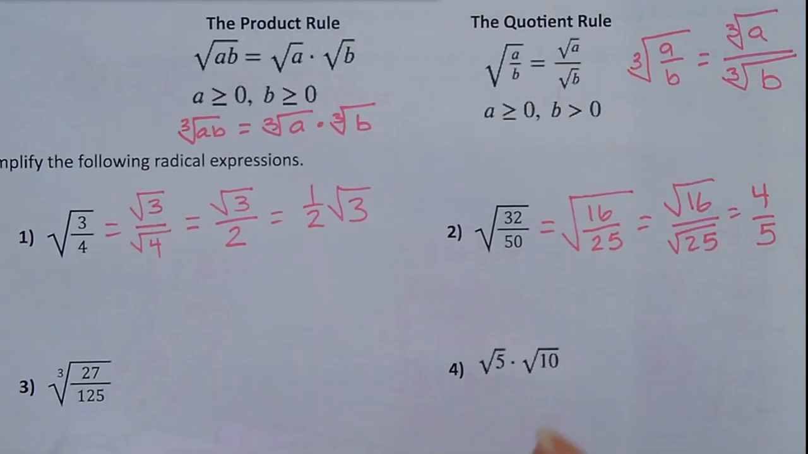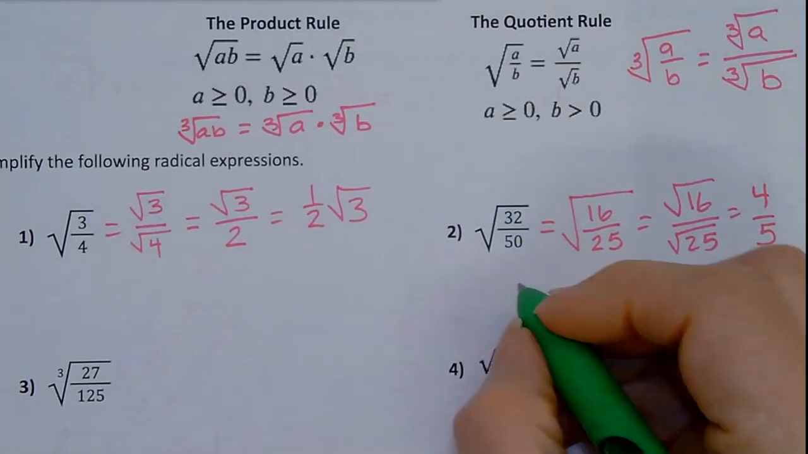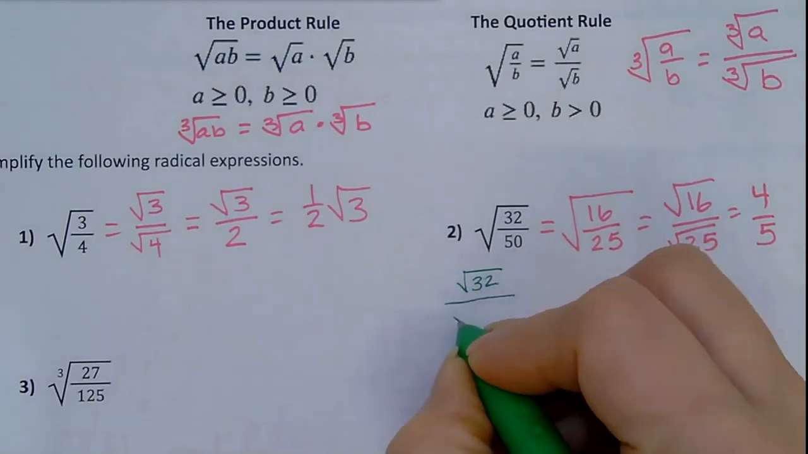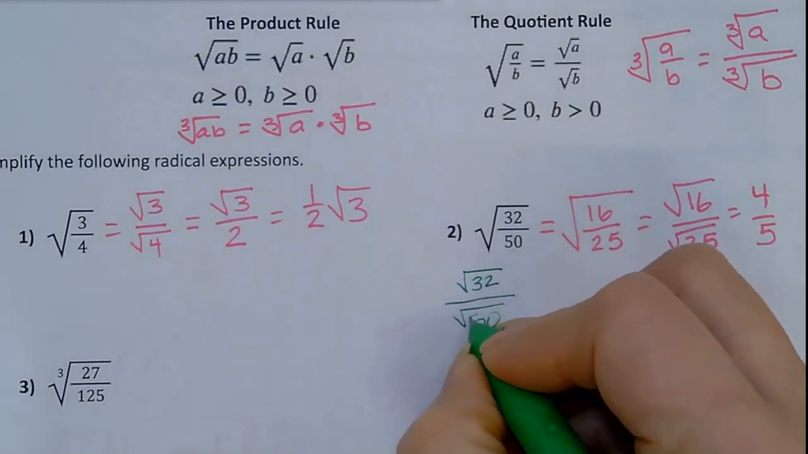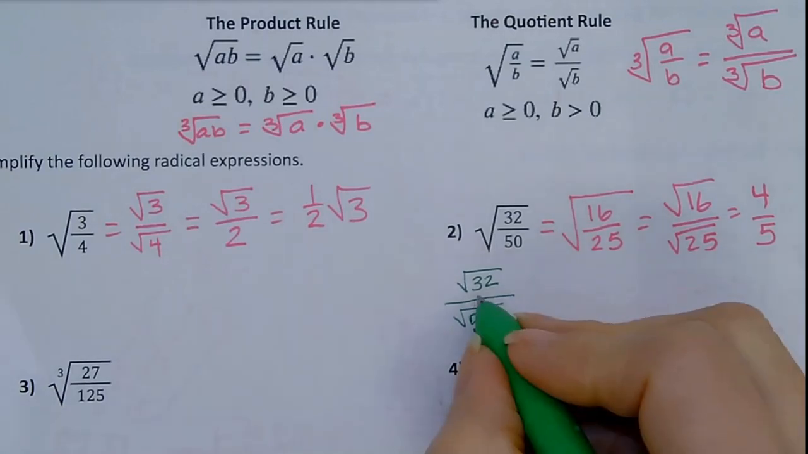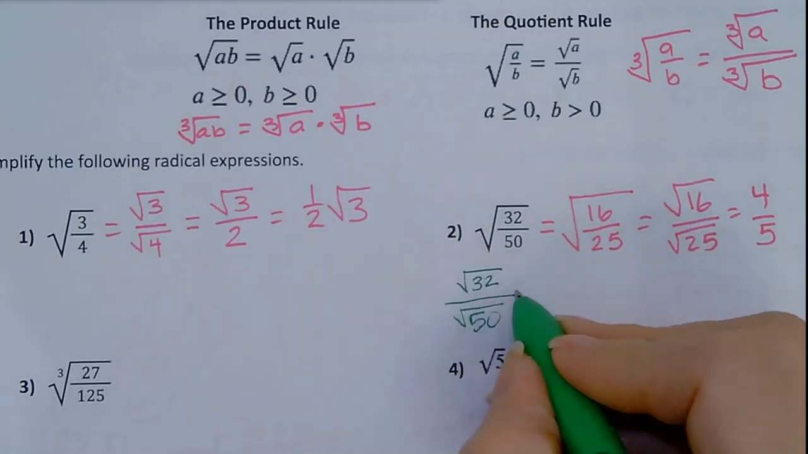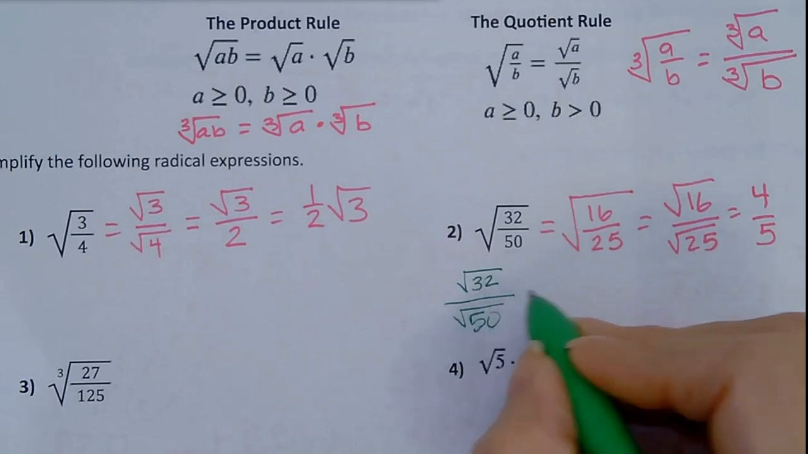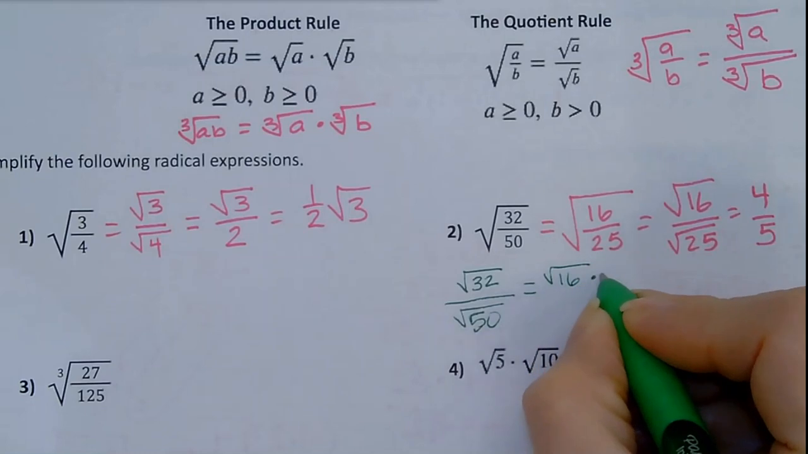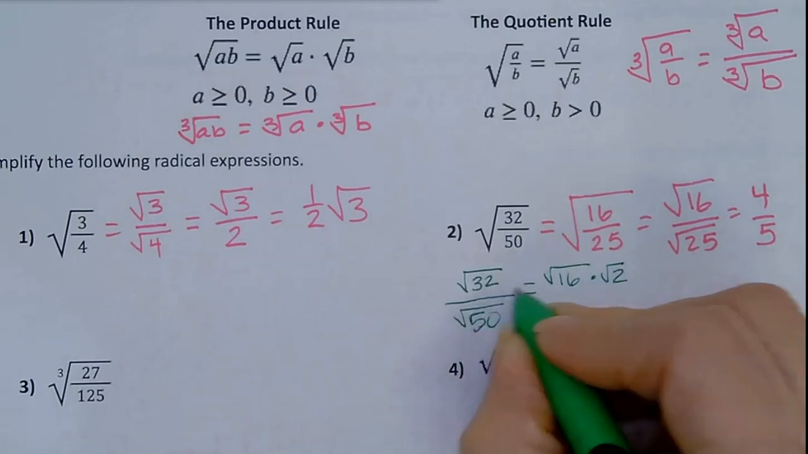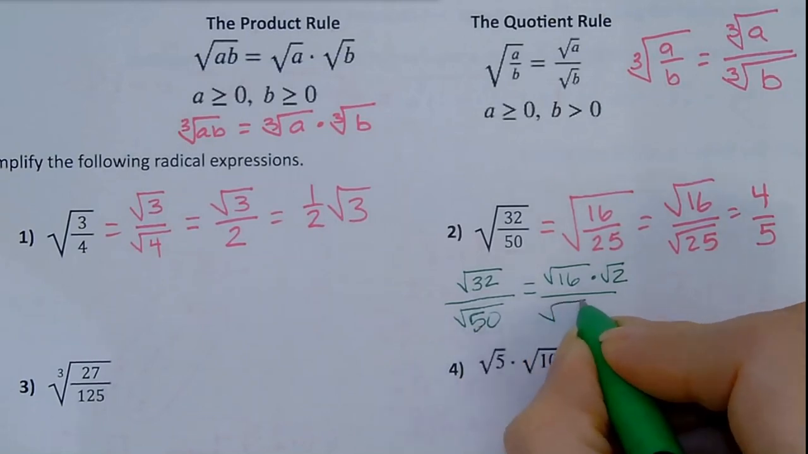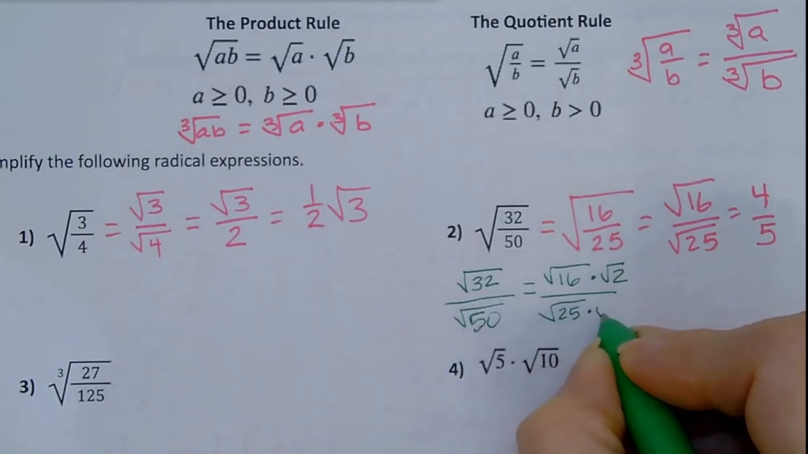If you didn't notice that you could simplify, no big deal. You have the square root of 32 over the square root of 50. So I'm going to show you what happens if you didn't see that you could simplify beforehand. Square root of 32 is just a little bit more work. I know that that's 16 times 2 in there. So the square root of 16 times the square root of 2, over 25 times 2, so the square root of 25 times the square root of 2.